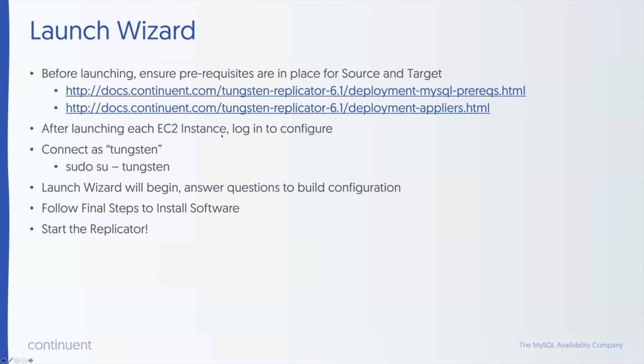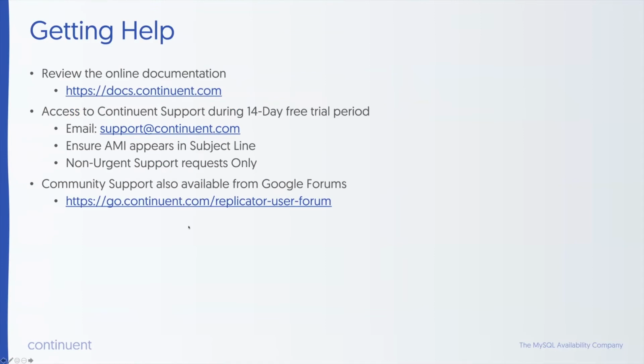So once you've launched your EC2, log in using the EC2 user, sudo up as the Tungsten user, and as soon as you've done that, the launch wizard will begin. It will prompt you for various questions: where the source is, usernames, various properties you want to set. Once you've answered all of that, it will build the configuration for you, and then present you with the final steps you need to run to install the software. Once it's installed, start the replicator and away you go. It's as simple as that.